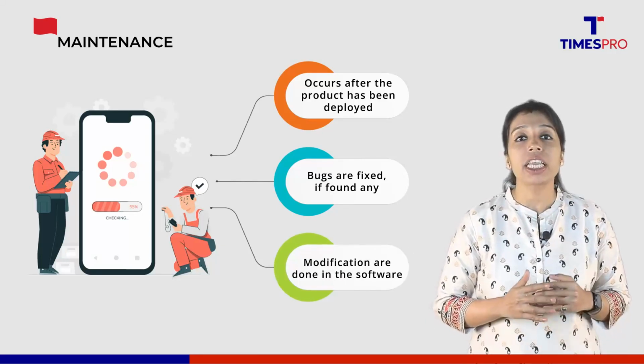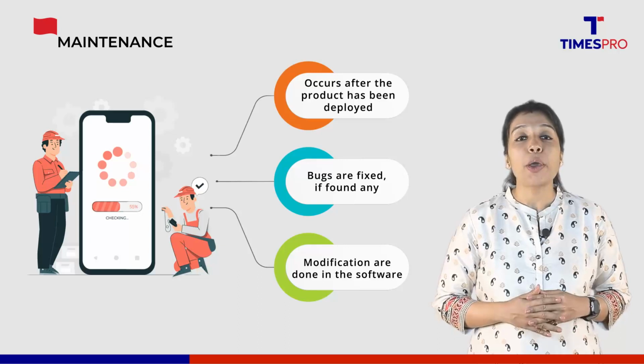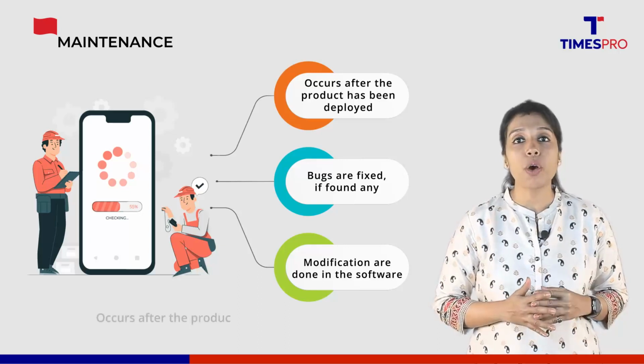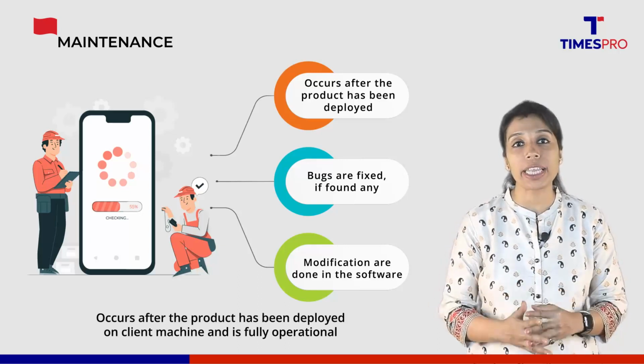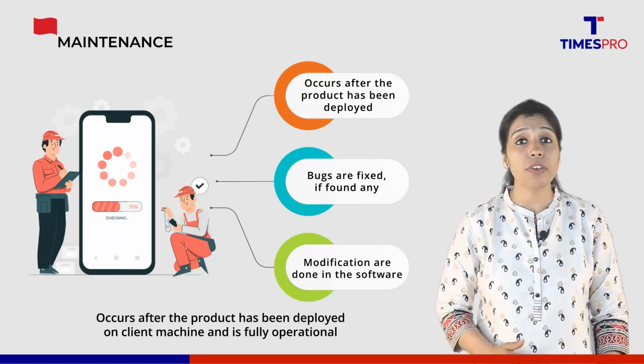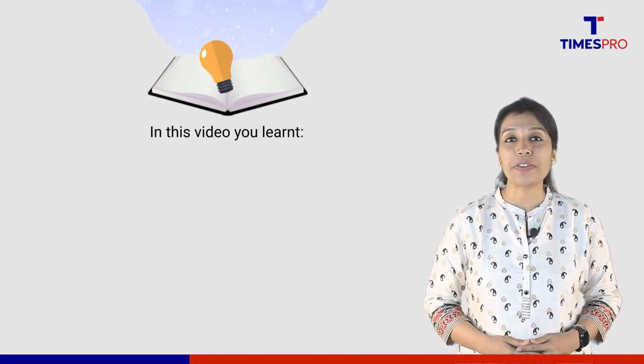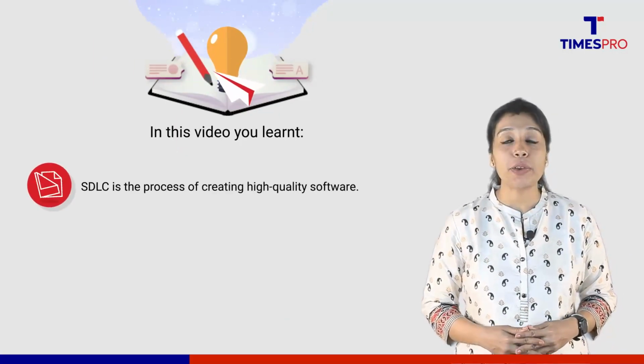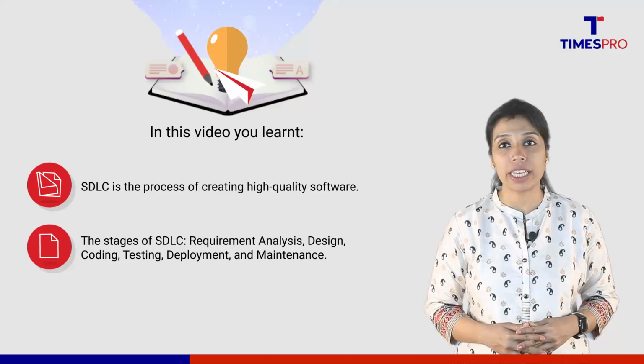Modifications are done in the software. The maintenance of the software occurs after the product is deployed at the client machine. It is done after the product is fully operational. In this video, we have seen what is SDLC and what are the different phases of SDLC.